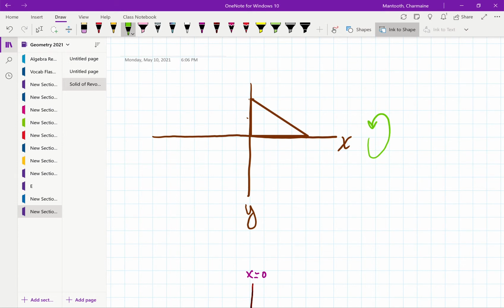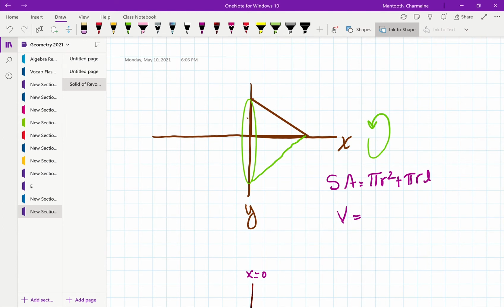If I do that, this line now becomes a circle, and I end up with a cone as a 3D solid. And now that I know that I have a cone, I know how to find the surface area and the volume of a cone. Remember, surface area of a cone is going to be pi r squared plus pi r l. And of course, I would have to do the Pythagorean theorem, 3 squared plus 4 squared, and it would end up with 5 for this length right here.